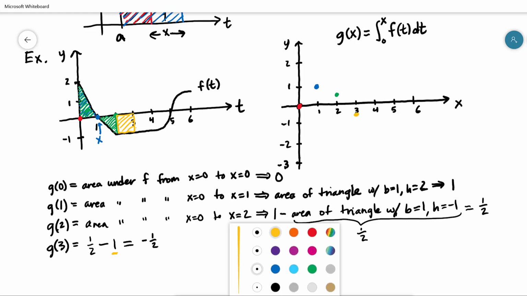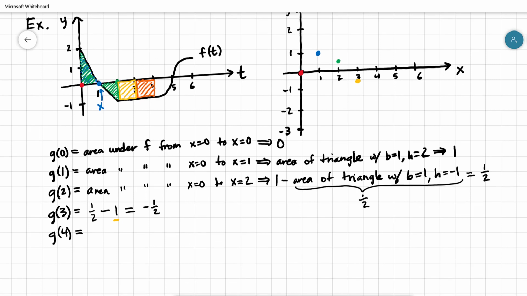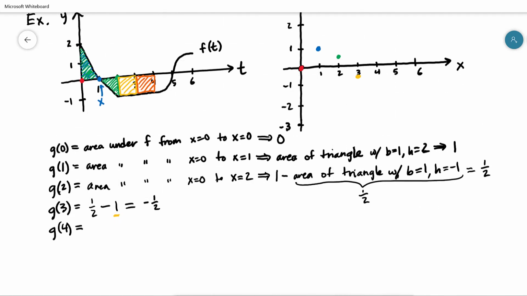Doing it again, let's do orange now. Here's the next region that I'll take into account so that I can get all the way up to g of 4. Let me scooch up a bit here. So I'm going to take the -1/2, which is the area that we were just sitting at. That's where I'm getting that number.